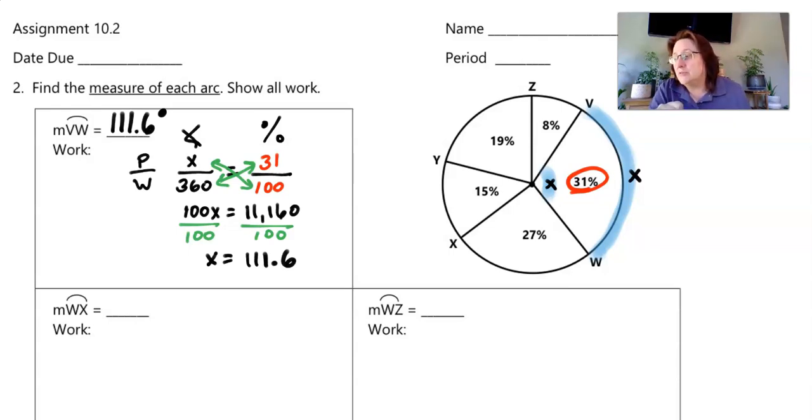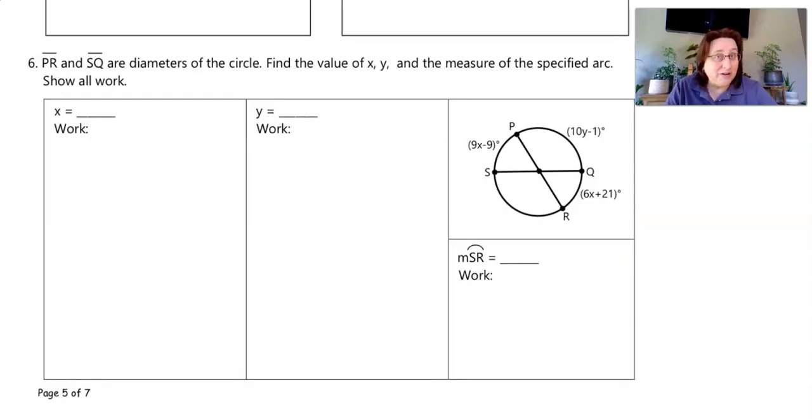Now, guys, let's go take a look. Let's go down to number 6 next. I'm going to work out number 6. Down here at number 6, we're going to read the given information. That is important information right there. It says that line segment PR and line segment SQ are diameters of the circle. So if SQ is a diameter, then this part of the circle that I just highlighted in green has to equal 180 degrees, doesn't it?